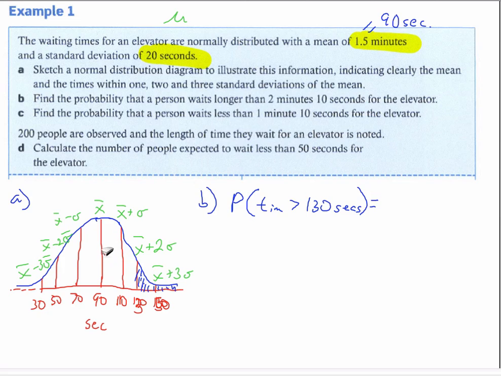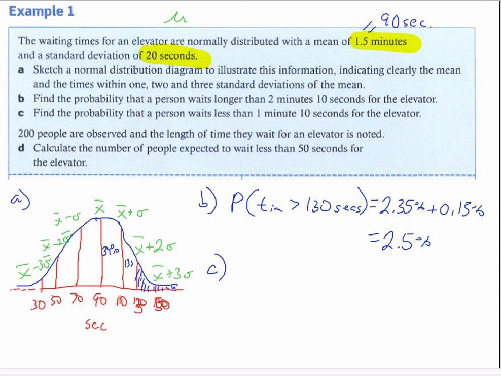Well, actually, this is 34%, right? 34%. This is 13.5 here. And if you remember, this one's going to be 2.35%, and that one's 0.15%. So it's actually 2.5% probability that the person waits longer than 2 minutes 10 seconds.